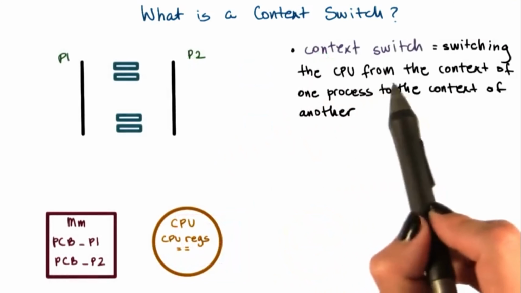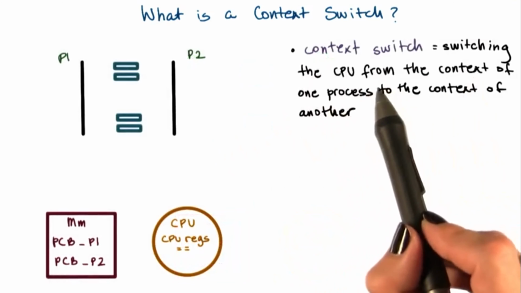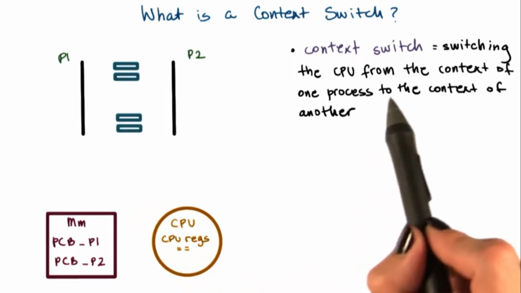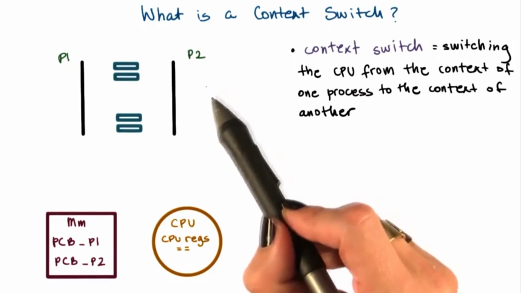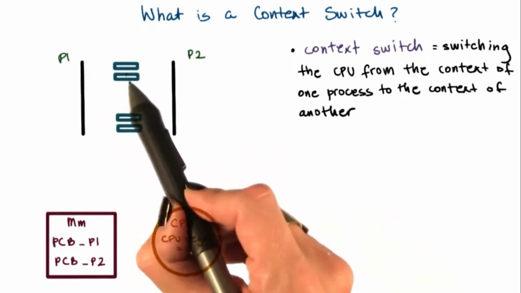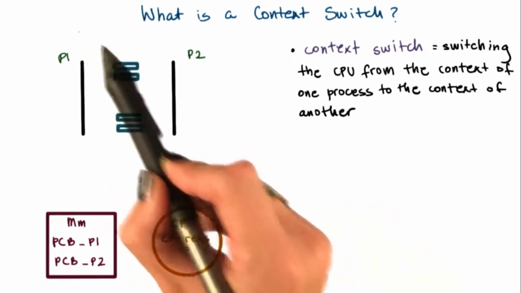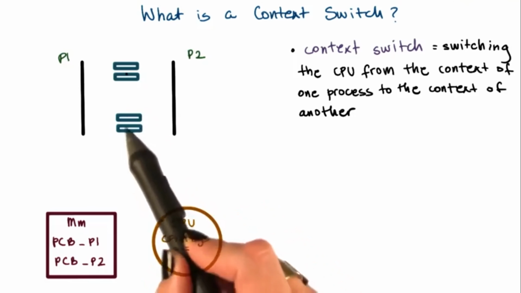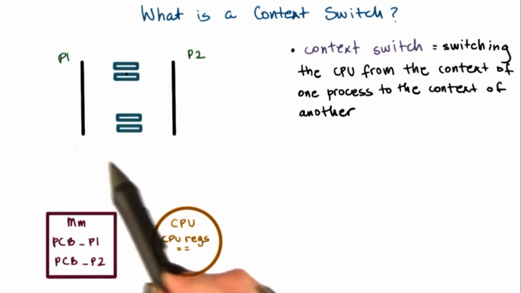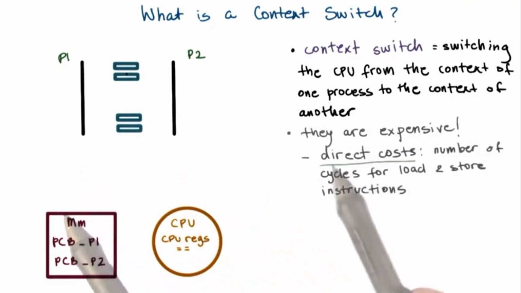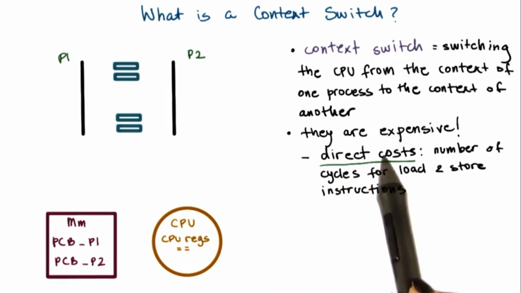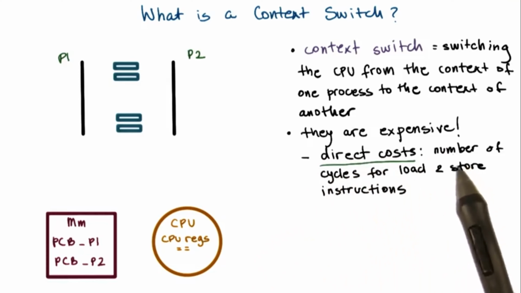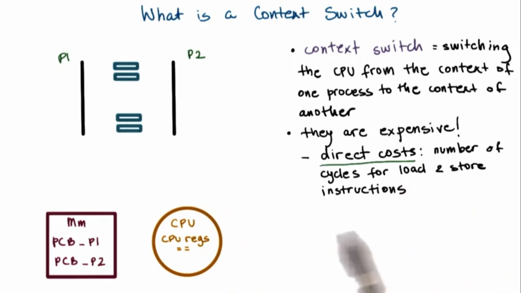Now we can more formally state that a context switch is the mechanism used by the operating system to switch the execution from the context of one process to the context of another process. In our diagram, this is happening both when the operating system switches from the execution of P1 to the execution of P2, and then again a second time when the OS switches from the execution of P2 back to the execution of P1. This operation can be expensive, and that's for two reasons. First, there are direct costs. And this is basically the number of cycles that have to be executed to simply load and store all the values of the process control blocks to and from memory.